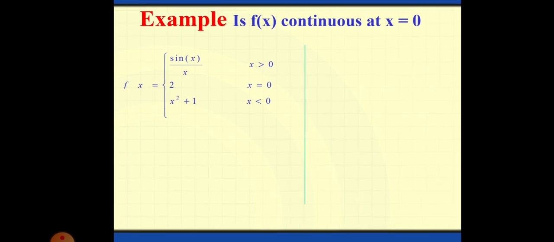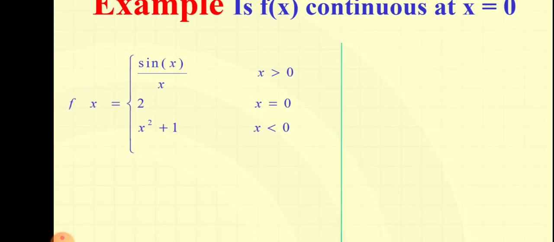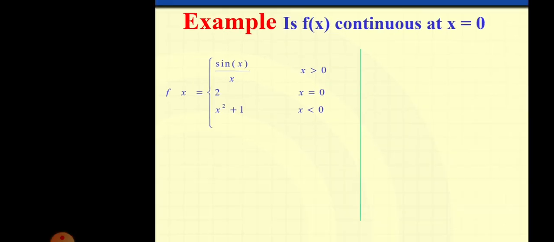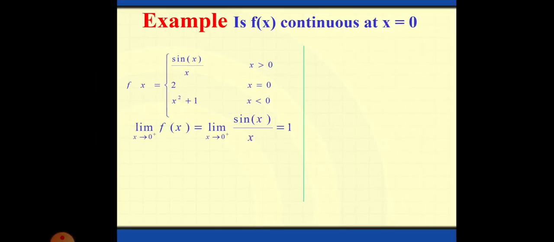For example, here we have a piecewise function f of x, and we have to discuss the continuity at x equals 0. You can notice that f of 0 is defined here. F of 0 equals 2. Next, the limit of f of x when x approaches c from the positive side.